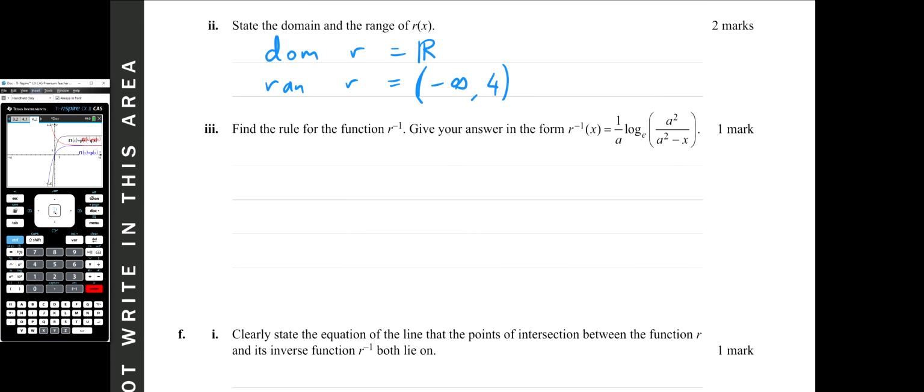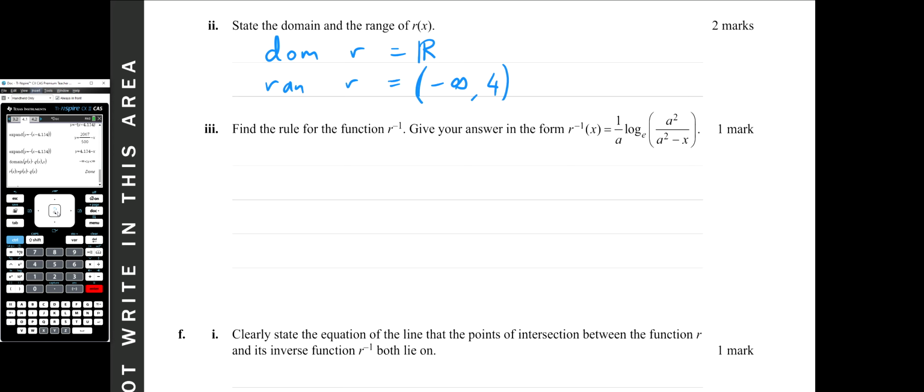So find the rule for the function r inverse. Give your answer in the form r inverse of x equals that. Alright, so let's just use a calculator to work out what we could get by calculator and what we can then get by hand as well. So what we're going to do is, first of all, I'm going to define r of x. So r of x is defined as p of x times q of x.